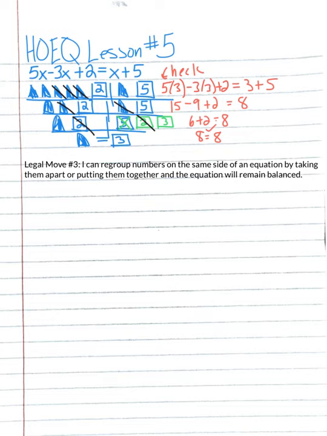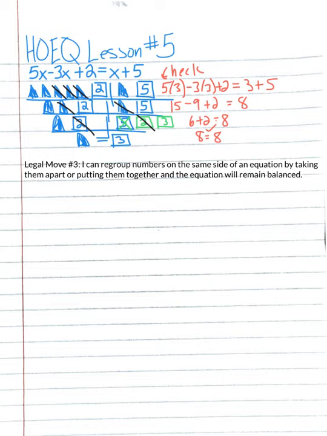All right, so basically, if we go back to what we did before, this is when we are regrouping numbers by taking it apart, because we took that 5 apart into 2 and 3. Here would be an example of where we're putting it together. So we're putting that 5x minus 3x, and we're regrouping that way, and it remains balanced. So let's look at another example.